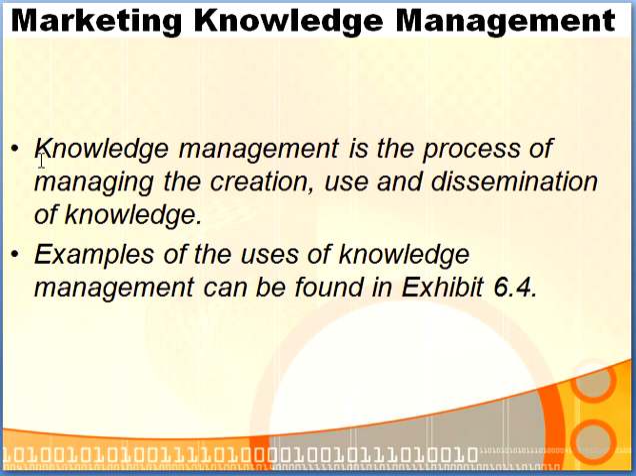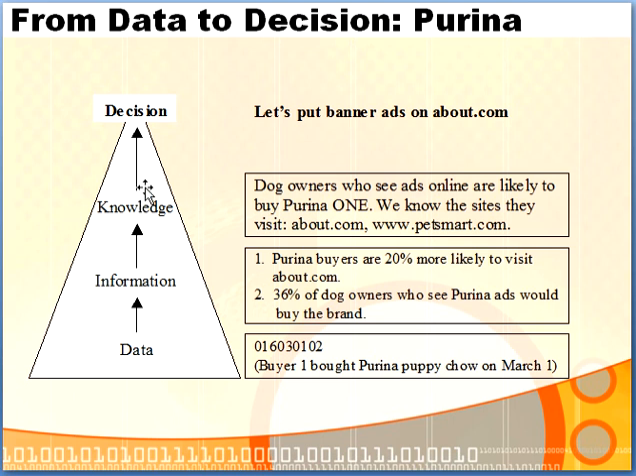So knowledge management is a process of managing the creation, use, and dissemination of the knowledge. Okay. When we talk about knowledge management, as you see over here, we have this knowledge. In this case, the companies, when they have lots and lots of this information, they gain some knowledge, and based on that knowledge, then they move along to the decision making.